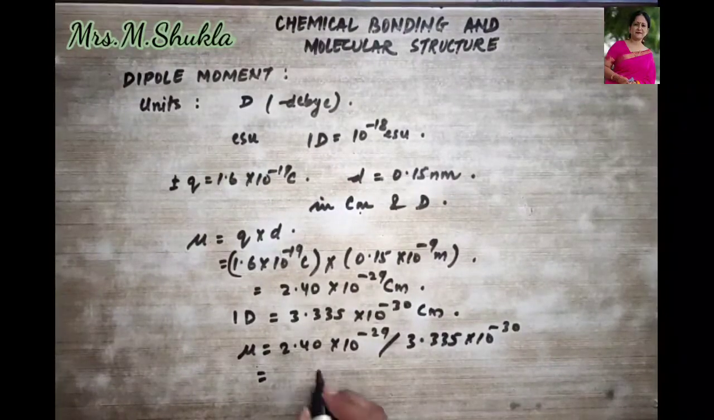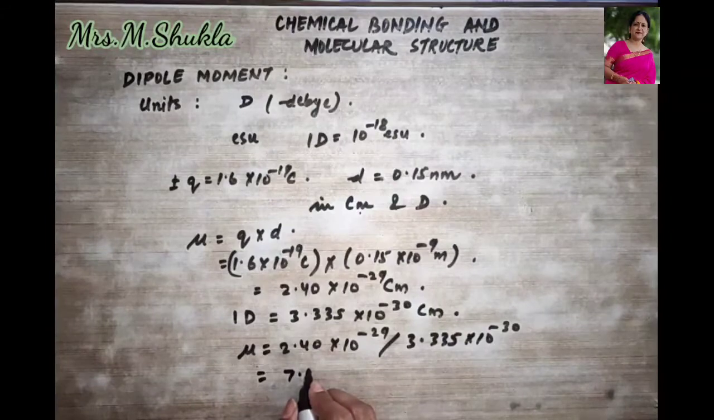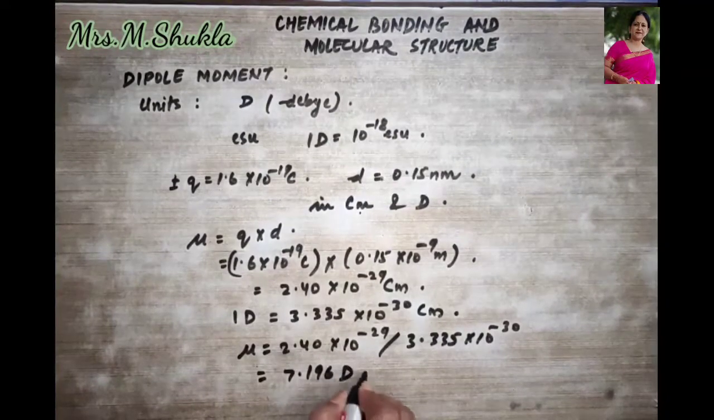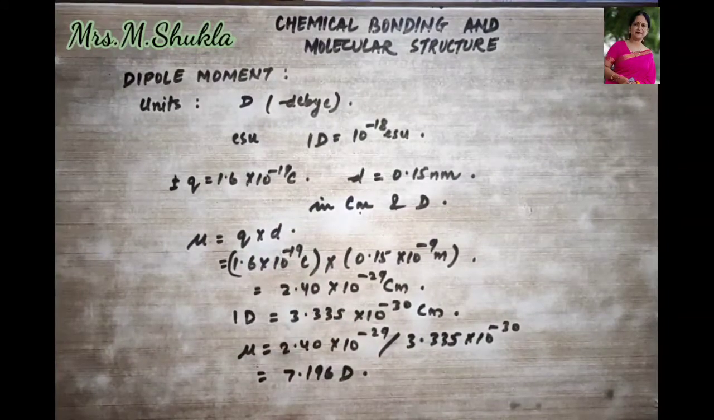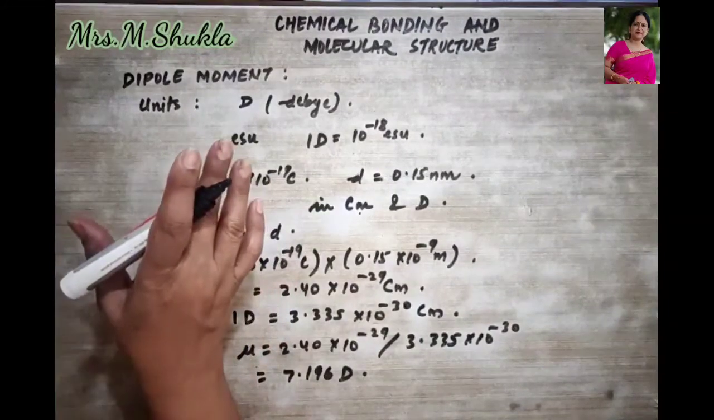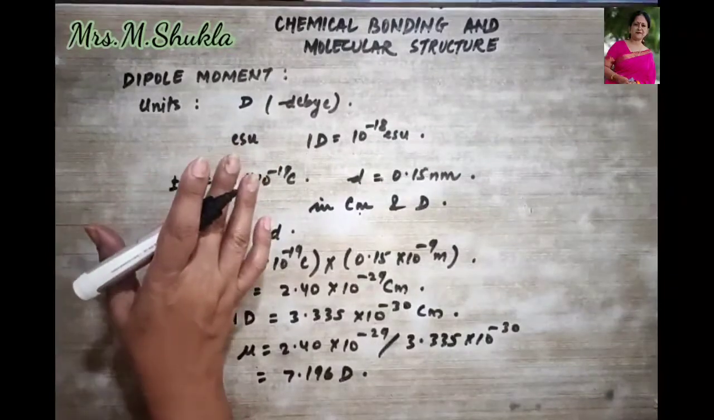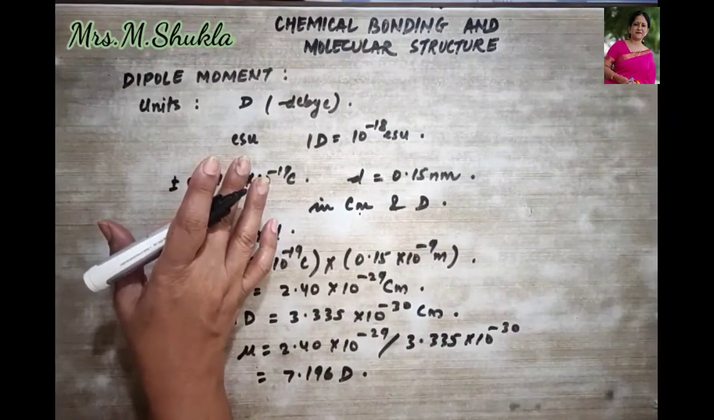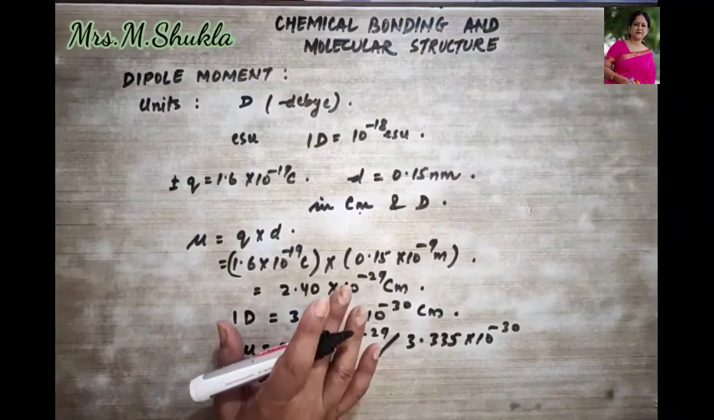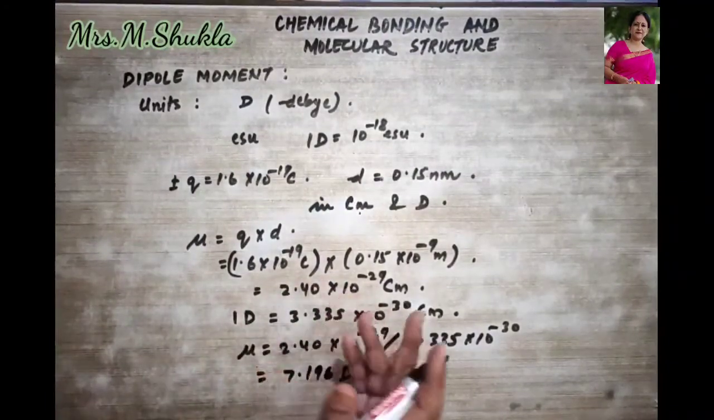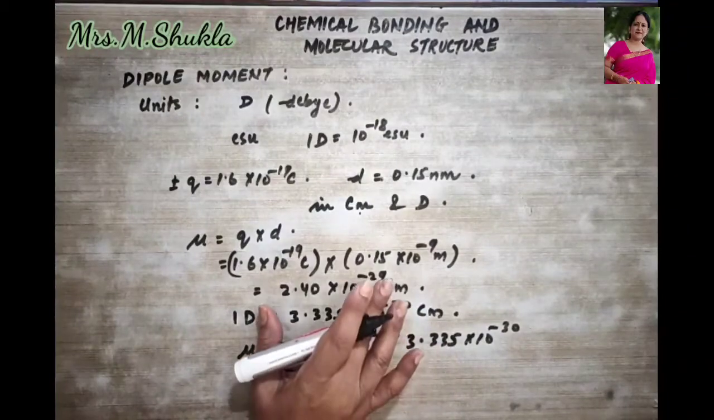So this is going to give you approximately 7.196 debye, right? So this is one way to calculate your dipole moment. Now further, let us understand that, again I am repeating, greater the difference in electronegativities of the bonded atoms, greater will be the dipole moment. Hence, greater will be the polarity of the bond also.